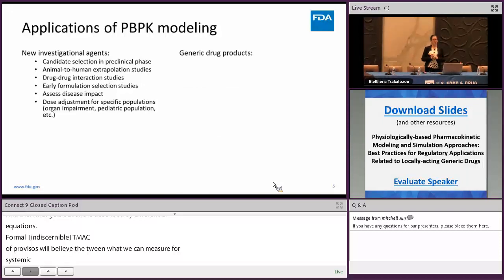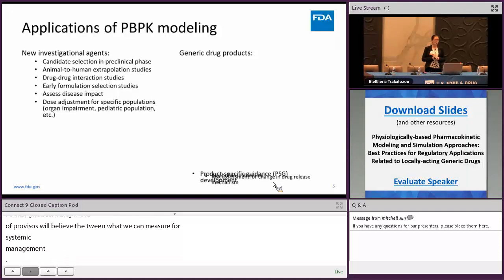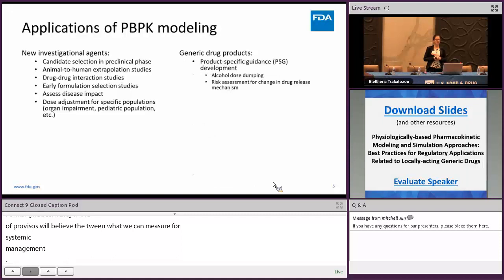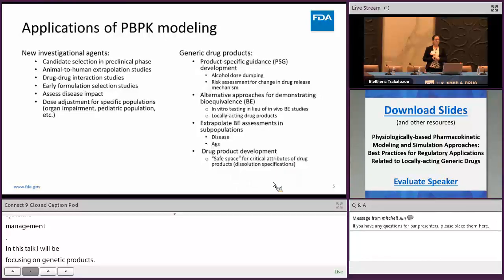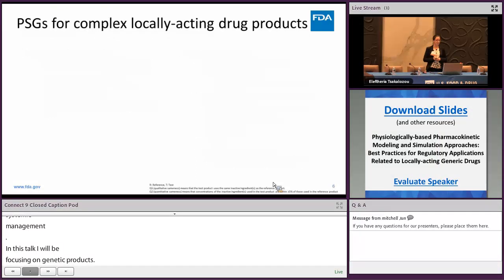But in this workshop, we are focusing on generic drug products. PBPK modeling can be used for the development of product-specific guidances, it can support alternative BE approaches for demonstrating bioequivalence, and it can be used to extrapolate BE assessments from healthy to other subpopulations, disease, pediatrics, elderly, and it can allow us to define a safe space for drug product specifications. Dissolution specifications may be an example under this category.